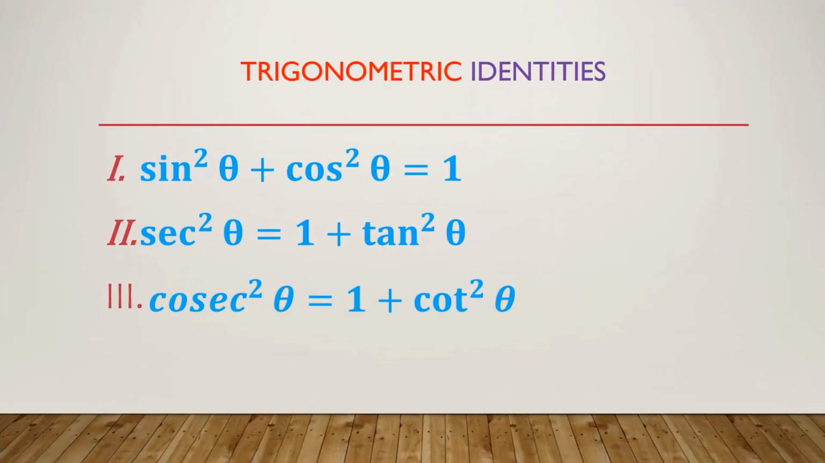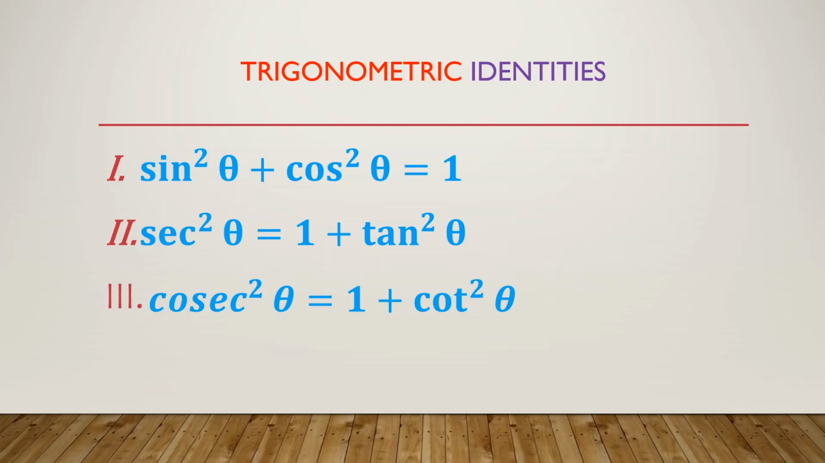Now, let us move on to the topic of trigonometric identities. In general, there are three trigonometric identities. As you can see, sine square theta plus cos square theta is equal to 1 is the first identity. And the second identity, secant square theta is equal to 1 plus tan square theta. And the third identity is cosecant square theta is equal to 1 plus cot square theta.